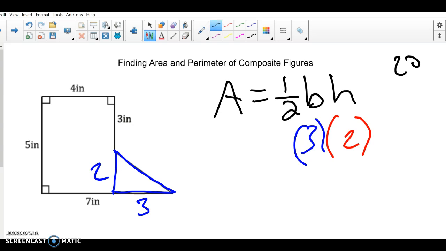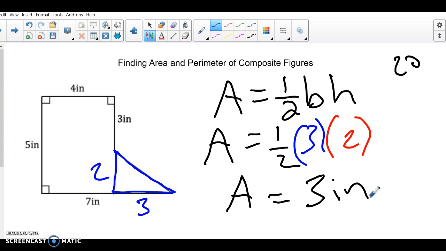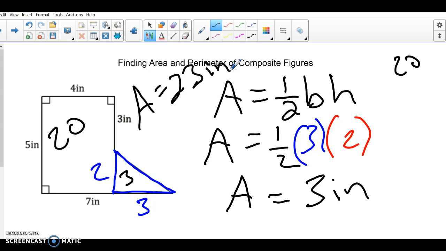And then we can simply calculate that using our formula. 3 times 2 is 6, half of 6 is 3, so my area is equal to 3 inches squared. So my triangle was 3 inches squared. My rectangle from earlier was 20 inches squared, which means the entire figure has an area of 23 inches squared. We calculate that simply by adding those together. So that's how we find the area of that composite figure.